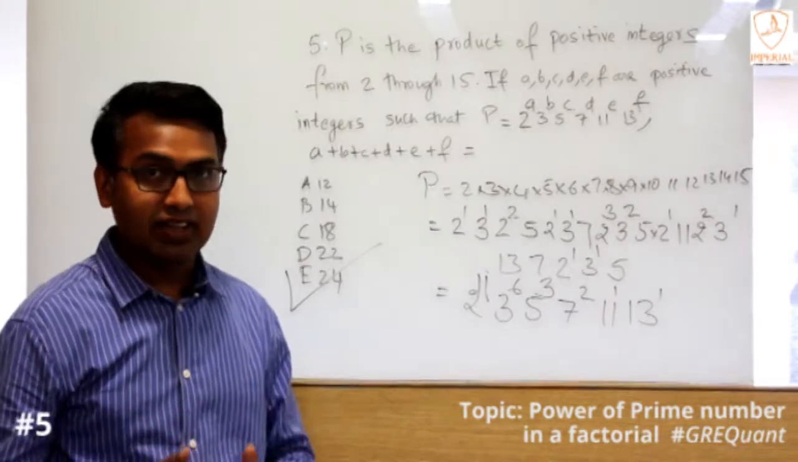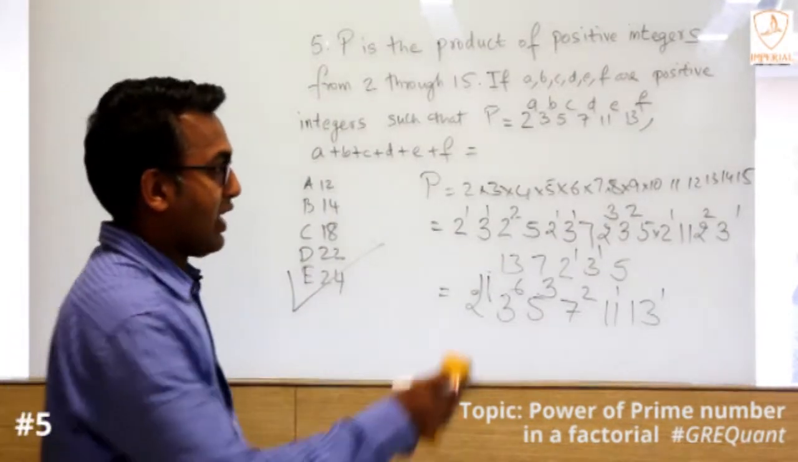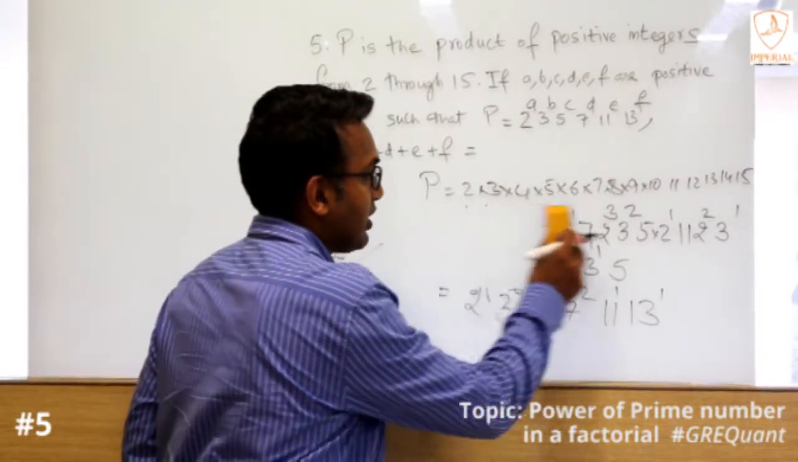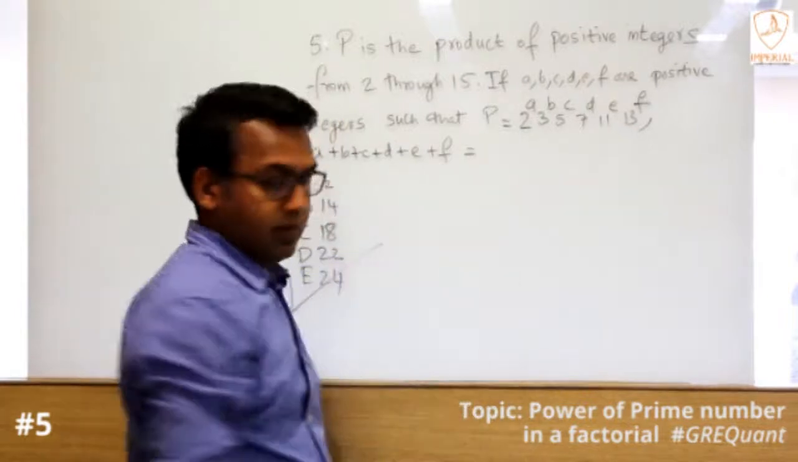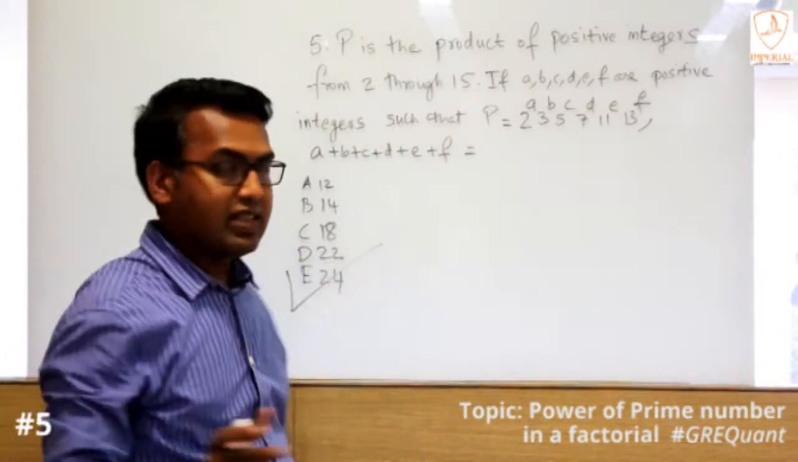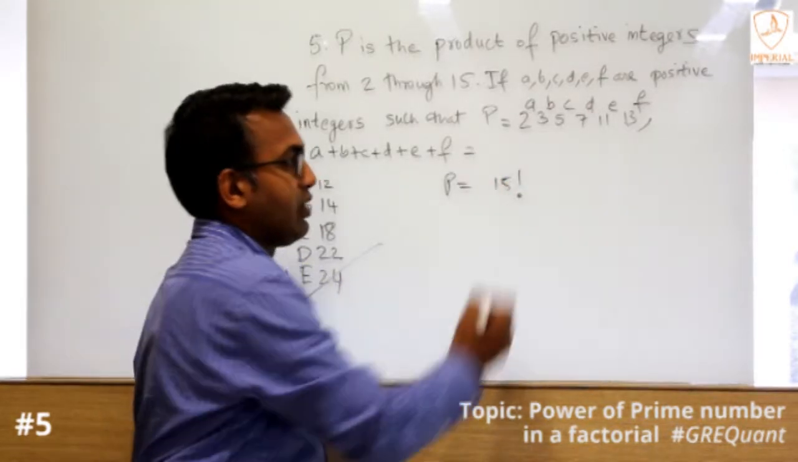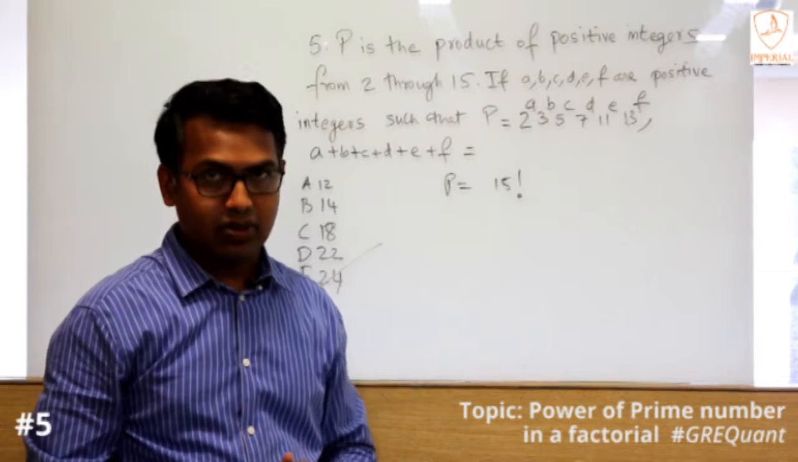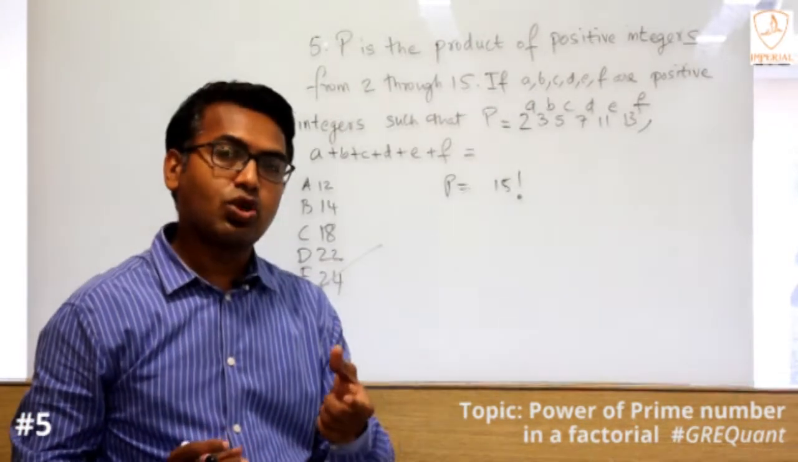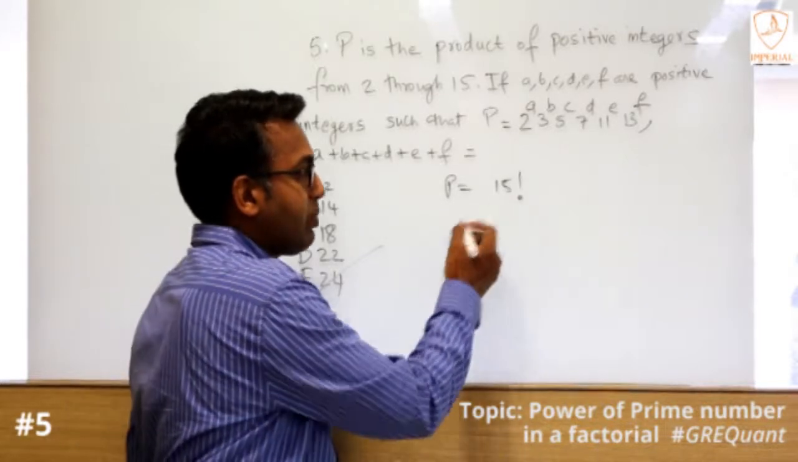But now you must be wondering, this is going to take a lot of time. Is there a way to do it faster? So now I'll show you the trick to do it a little faster. Instead of doing all this, we use one strategy. If you look at it, when I multiply 2 to 15, it is nothing but 15 factorial. And there is a shortcut way of finding the power of a prime number. So let's say I want the power of 2.